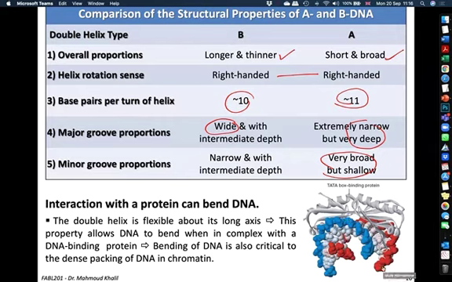The A form occurs in the condition of low humidity, it does not occur in normal conditions like in our body. Not a major form, right, yes, not a major.